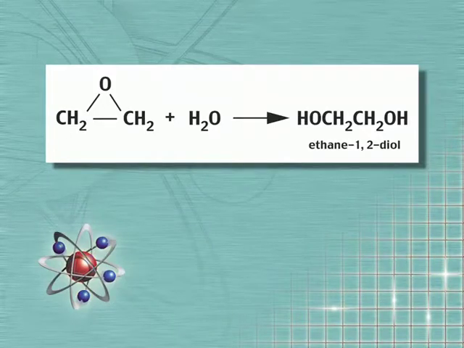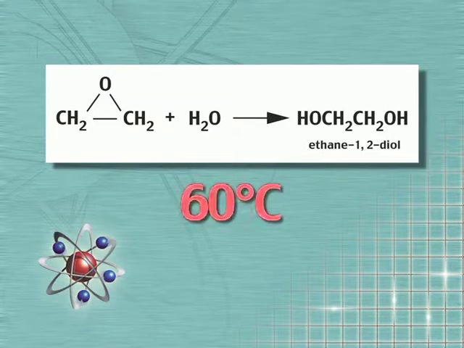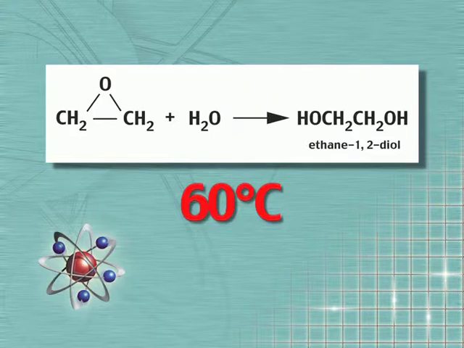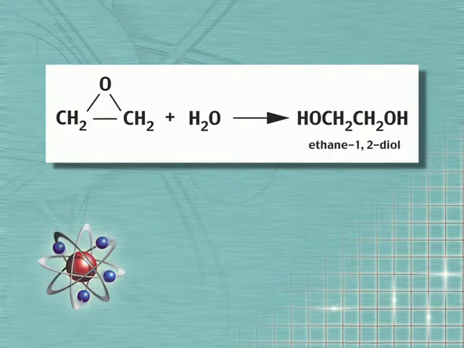Epoxyethane reacts with water to form ethane-1,2-diol, another important product. In industry, sulfuric acid is added as a catalyst. A temperature of 60 degrees C is used, as the reaction with cold water is only slow, and a 10-fold molar excess of water is used. After evaporation to concentrate the ethane-1,2-diol, it is separated by fractional distillation.